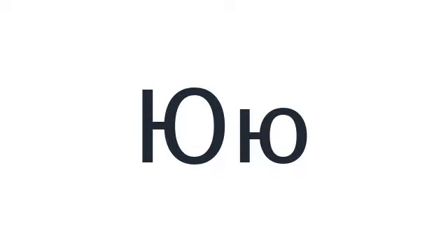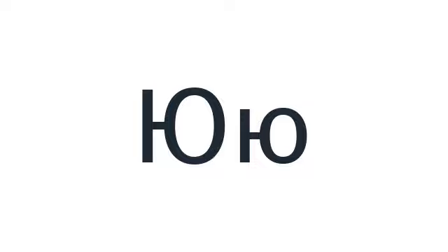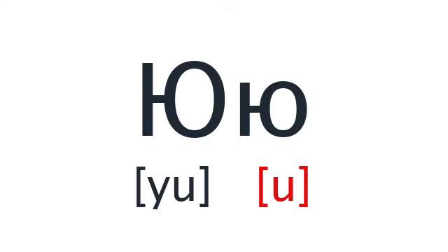The letter U denotes 2 different sounds depending on its position in a word. It sounds like U in the word university at the beginning of a word or with another vowel. Please repeat. The letter U also may sound as U after a consonant, like in the word boom. Please repeat.